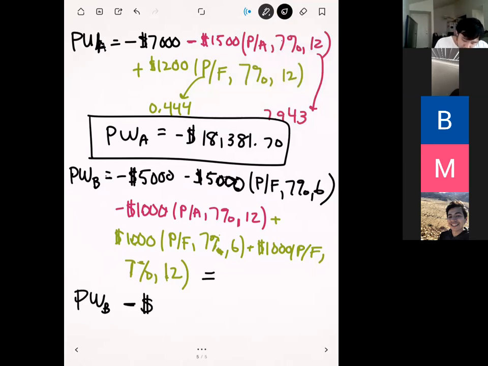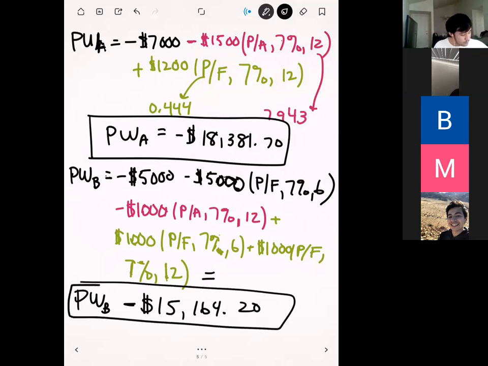15,000 minus 15,164.20. And so based off these solutions, what do you think is the more cost-efficient pump for Southern California Edison to buy? Pump B. Pump B, that's correct. Which is not intuitive at first, right?